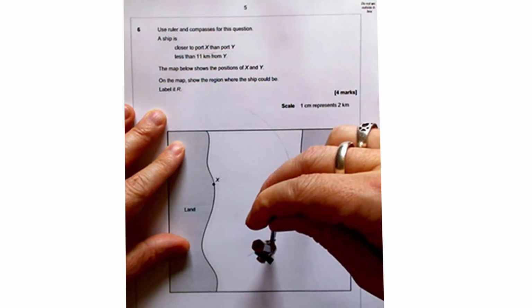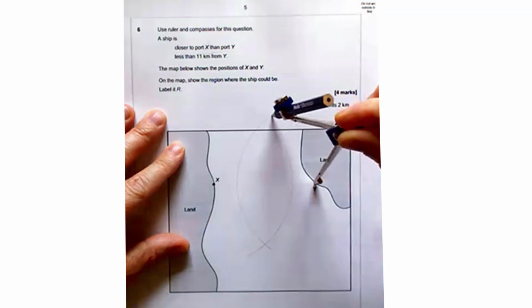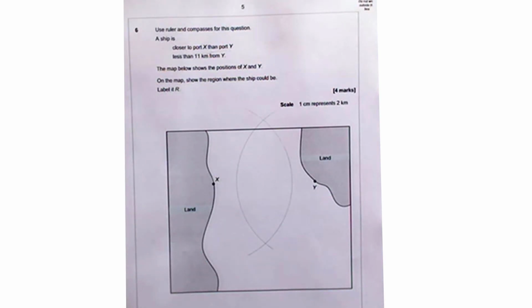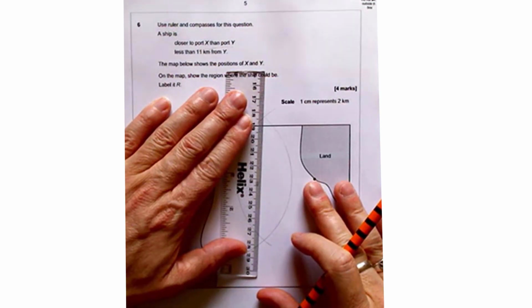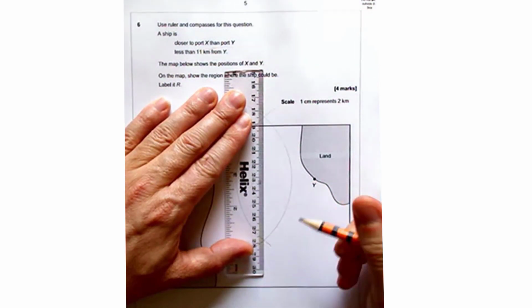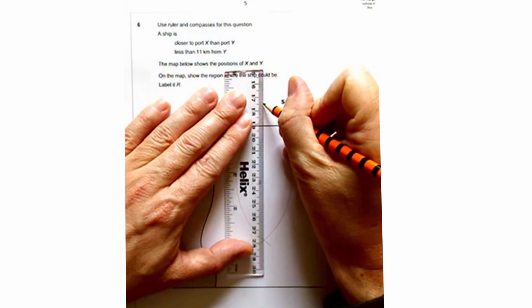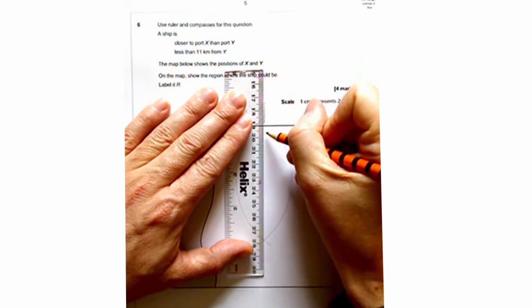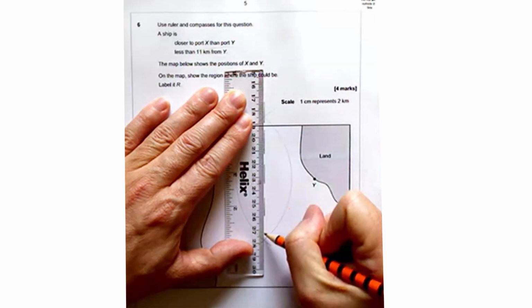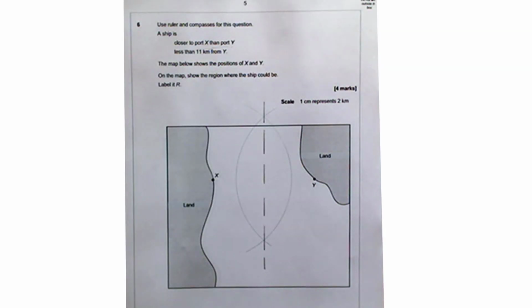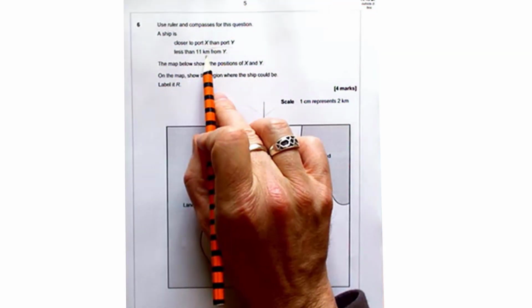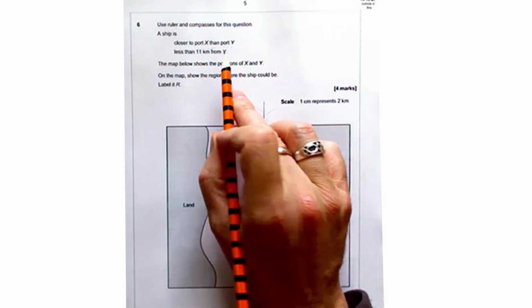And you should notice that these two arcs cross at 2 points. So with our ruler, we're going to line up our ruler with those two points of intersection and draw on our perpendicular bisector. Now all the points on this line are the same distance from X as they are from Y. So we're looking for the points to the left of that line then, so that they're close to X and Y.